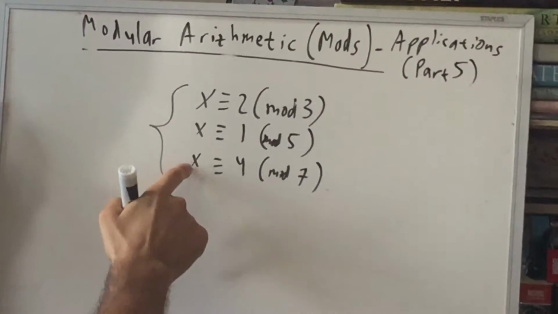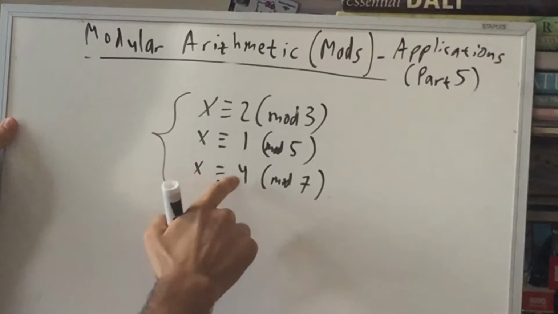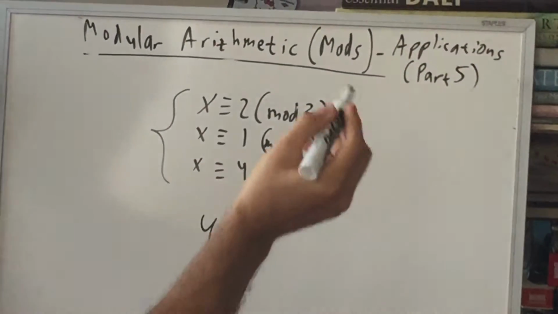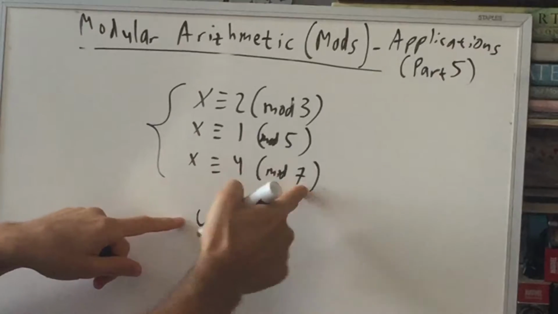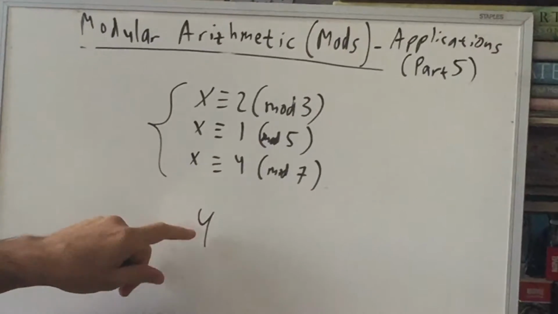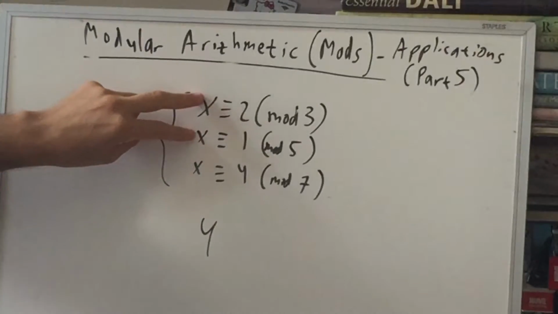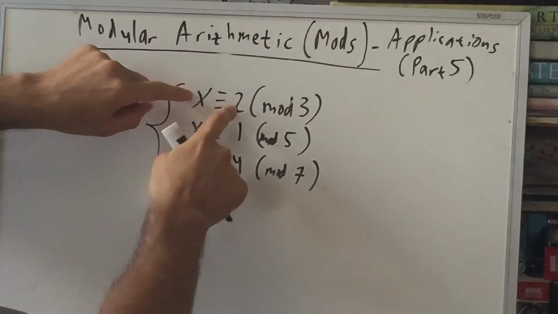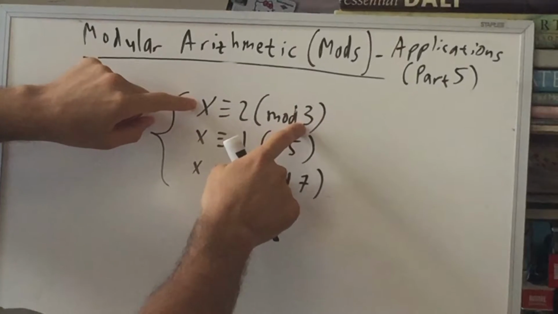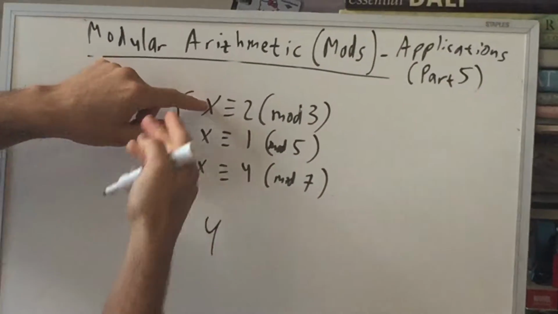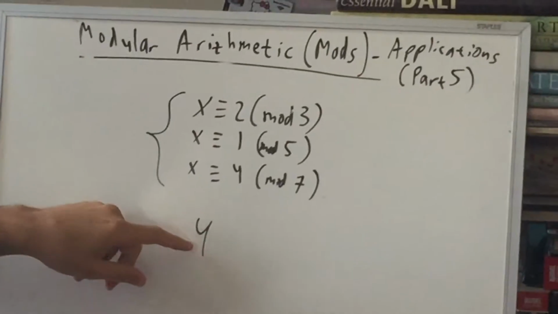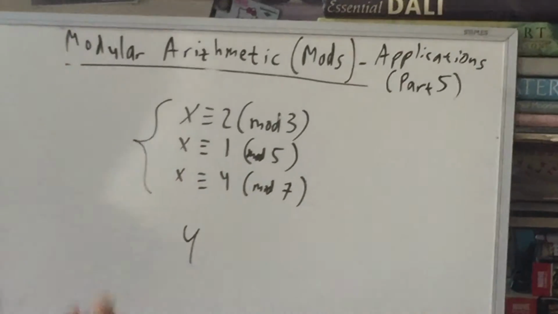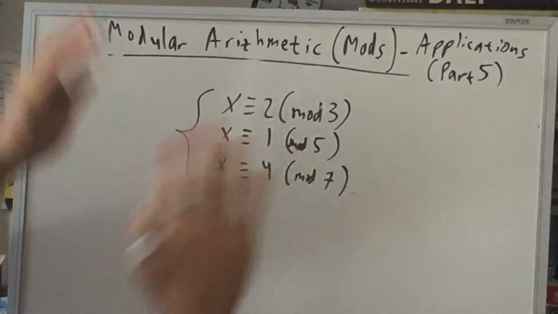So let's just guess. What's the first number that leaves a remainder of 4 mod 7? Well, how about 4? 4 is congruent to 4 mod 7. The problem is, unless all of them work, this is not correct. Is 4 congruent to 2 mod 3? No, this would have to have been like a 5 or something. It also doesn't work there. But as long as one of them doesn't work, that's no good.